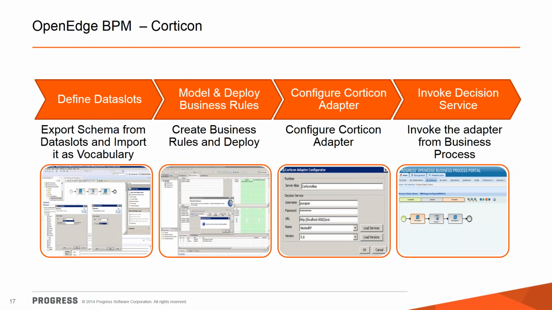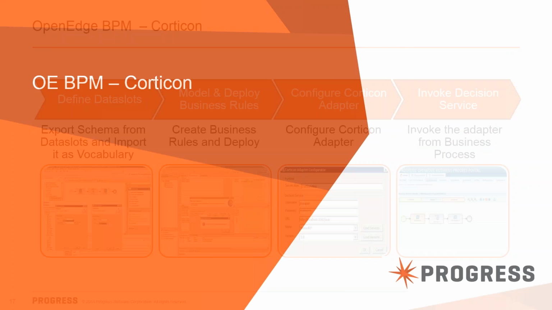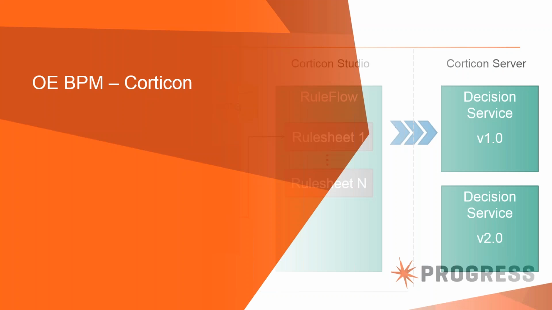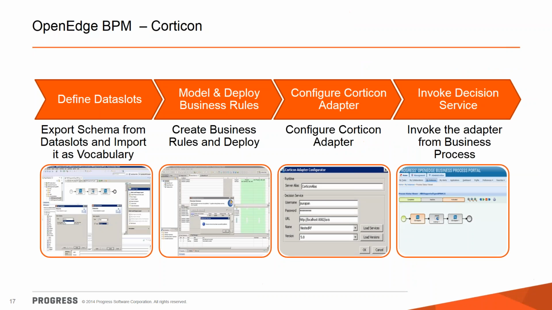As I already mentioned in my previous slide, they need to create a vocabulary, and then they need to make rule sheets out of it, and then they define a rule flow in Corticon Studio. Once this rule flow is defined, we deploy it in the Corticon server, where it is publicly available as a web service.